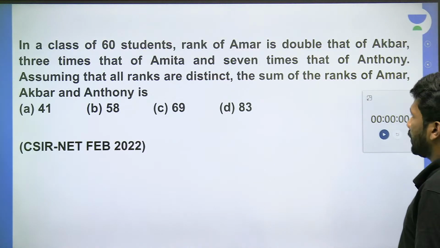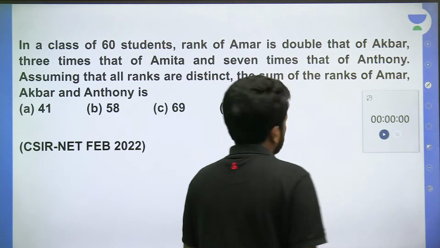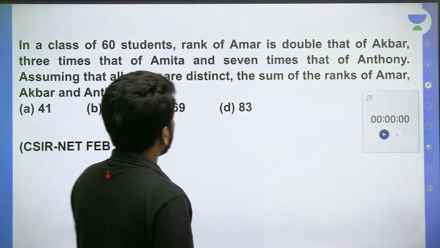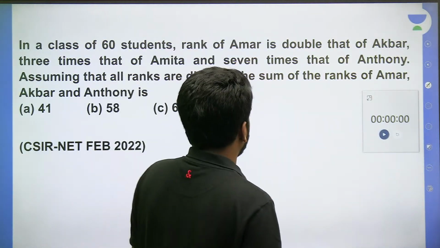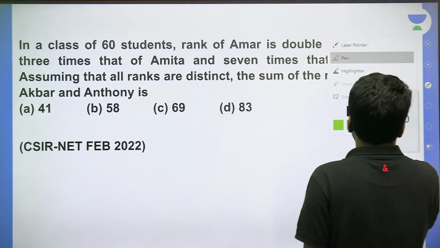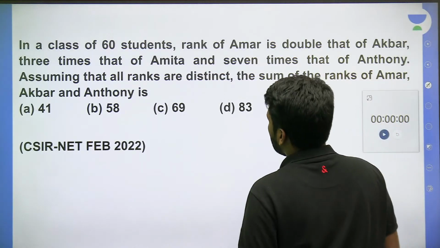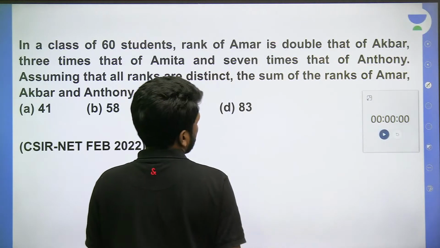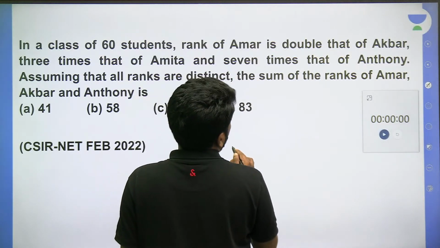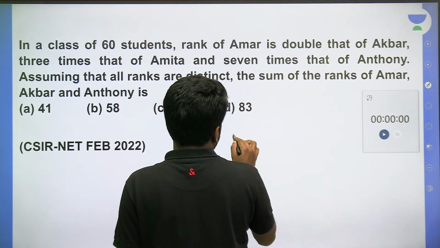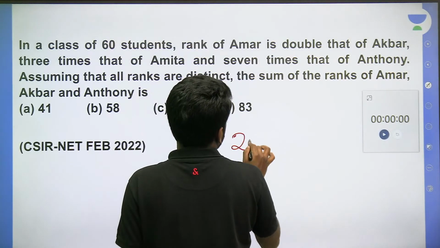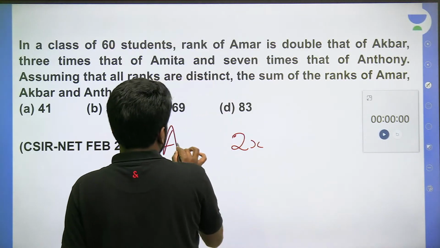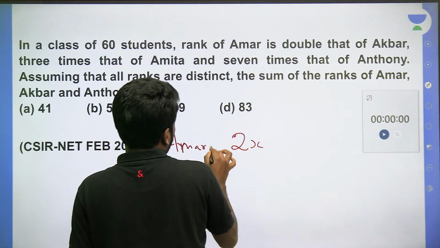Okay, this was the question now. In a class of 60 students, the rank of Amar is double that of Akbar, 3 times that of Amita and 7 times that of Anthony. So double of Akbar means if Akbar's rank is x, 2x will be Amar's rank.